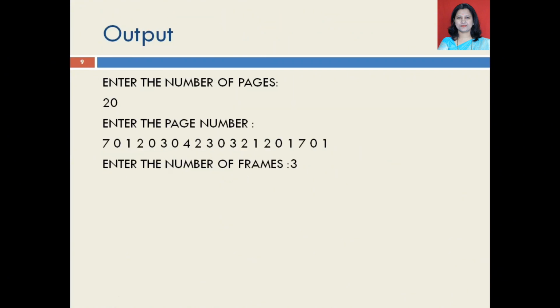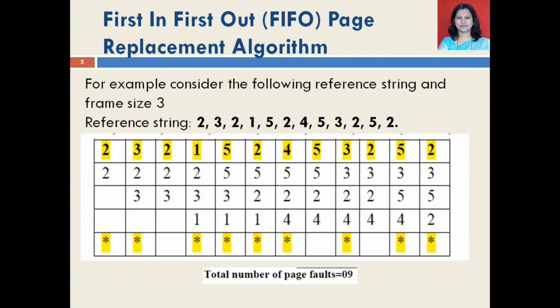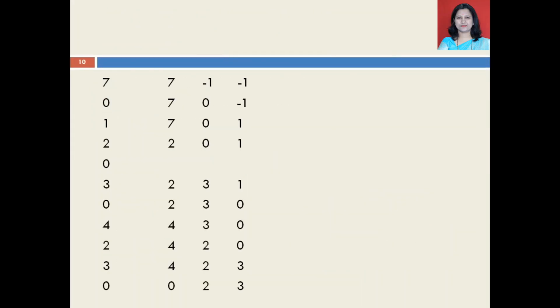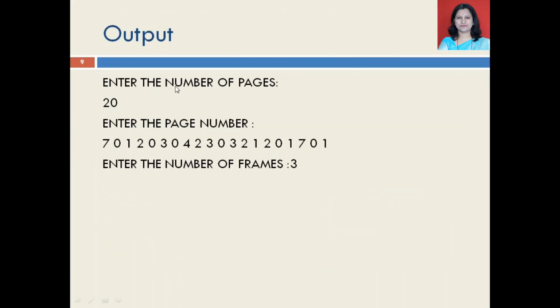Now what exactly do we want as output for this particular algorithm? First we will ask for the total number of pages we want. Suppose we want the total number of pages as 20. Then enter the page numbers, and whatever the page numbers are, we will enter them.